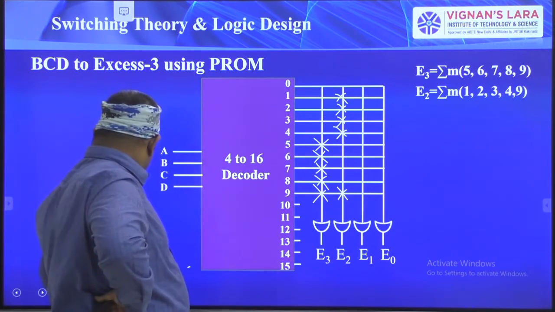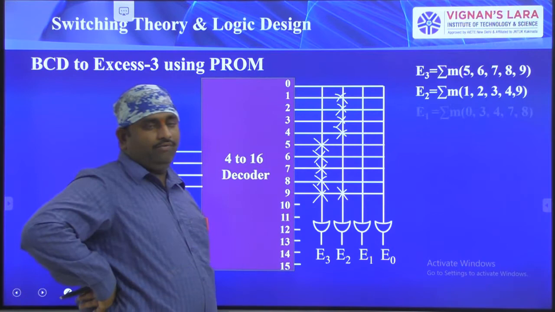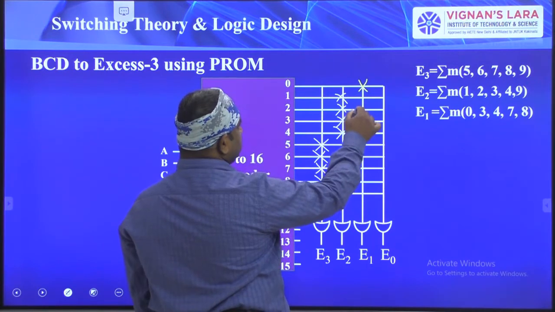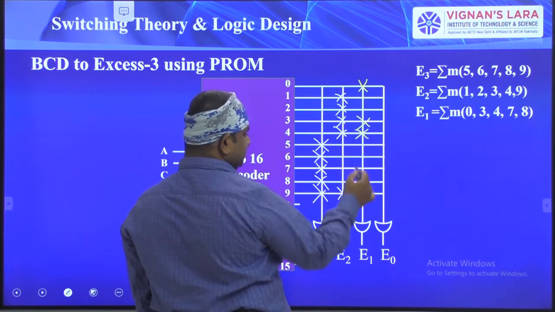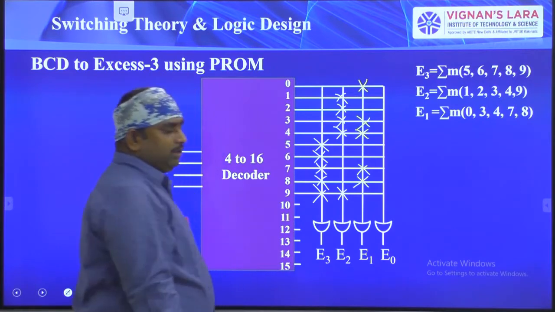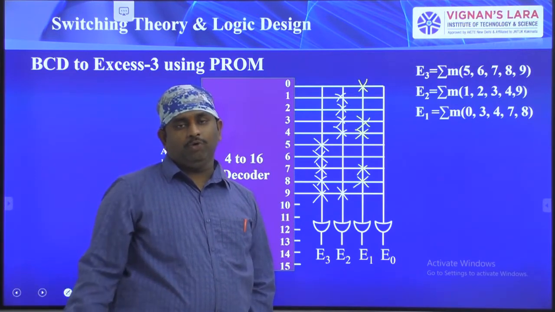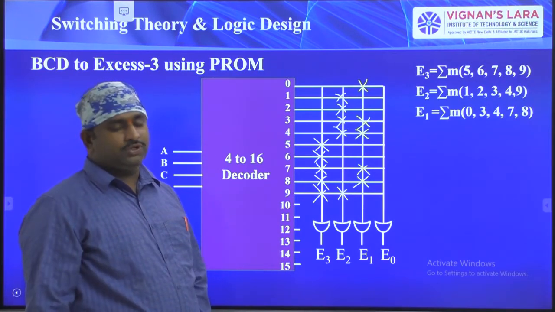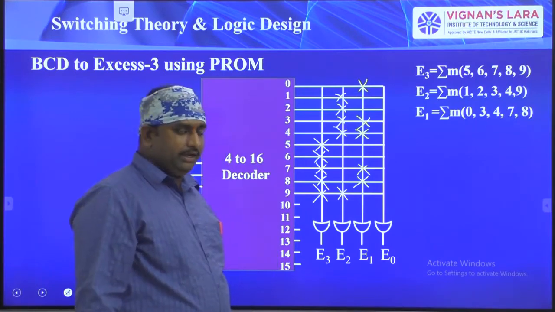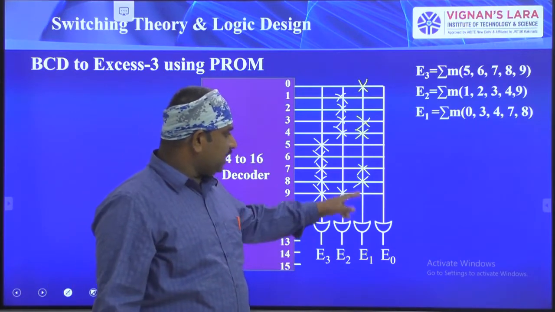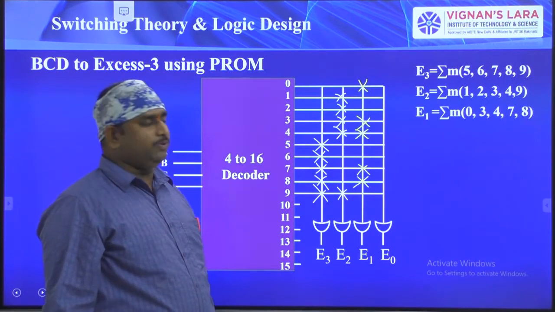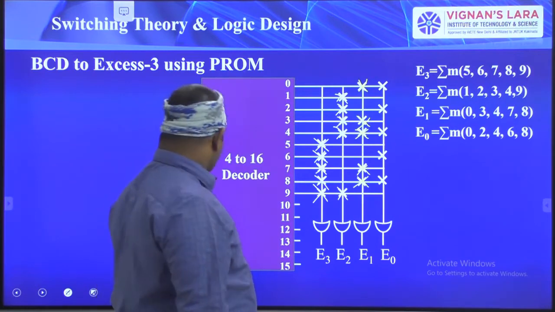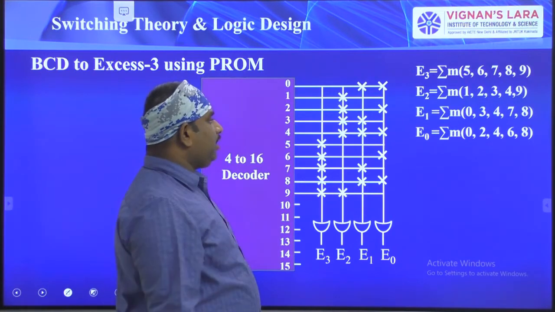Next, coming to E1, where E1 is equal to 0, 3, 4, 7, 8. So this is 0, and this is 3, and 4, and 7, and 8. These are the outputs from the decoder, and these outputs we are connecting to the inputs of an OR gate. That means E1 is connected to all these outputs, that is 0, 3, 4, 7, 8.